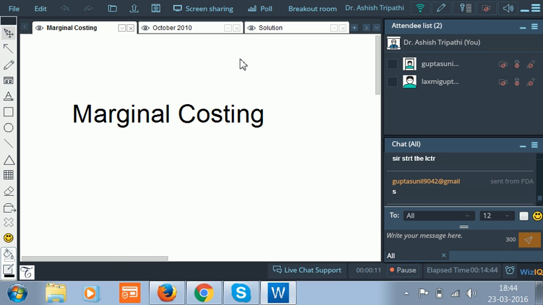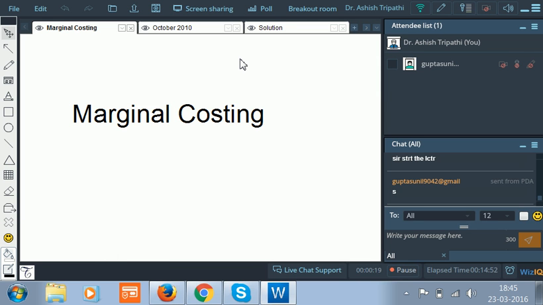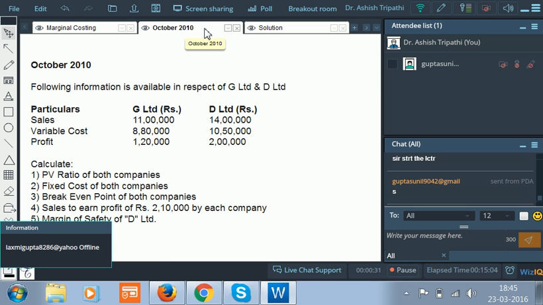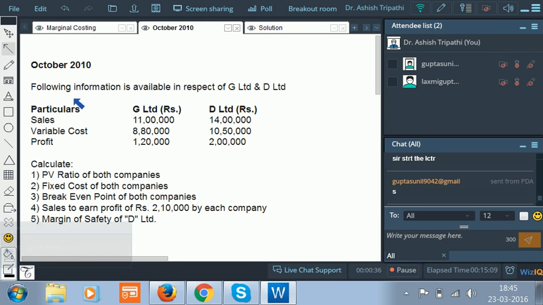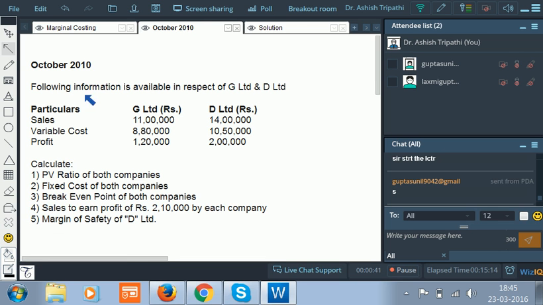Again today we are going to solve the university problem of marginal costing. So this is the question which was asked in October 2010. Following information is available in respect of G Limited and D Limited.